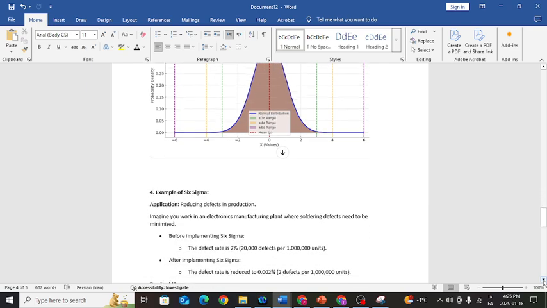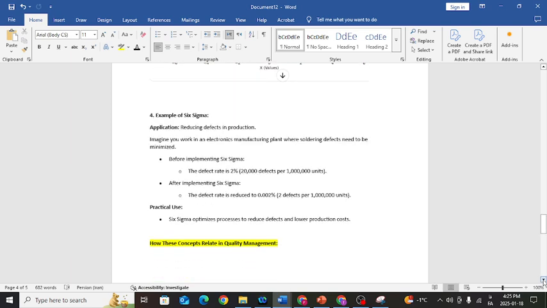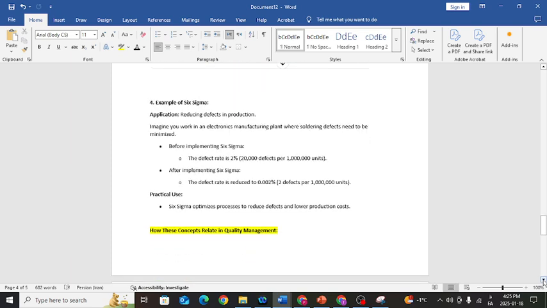So for Six Sigma, we're going to have an example. Reducing defects in production. Imagine you work in an electronics manufacturing plant or factory where soldering defects need to be minimized. Before implementing Six Sigma, the defect rate is 2%. I mean 20,000 defects per 1 million units. After implementing Six Sigma, the defect rate is reduced to 0.002%.